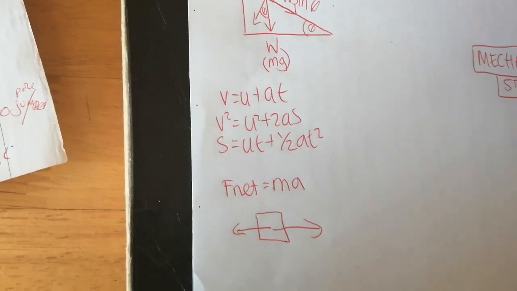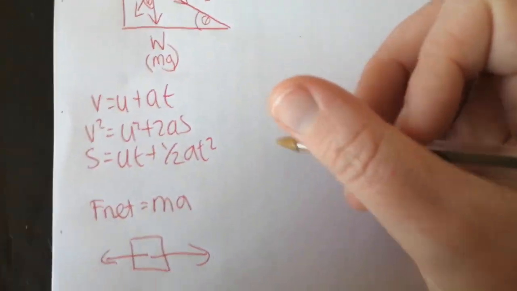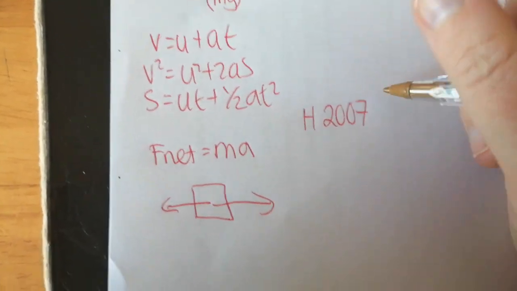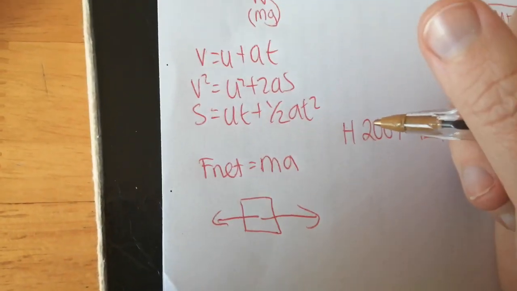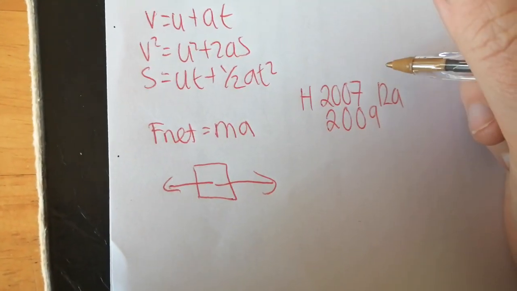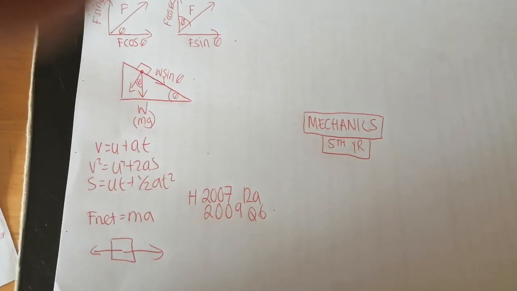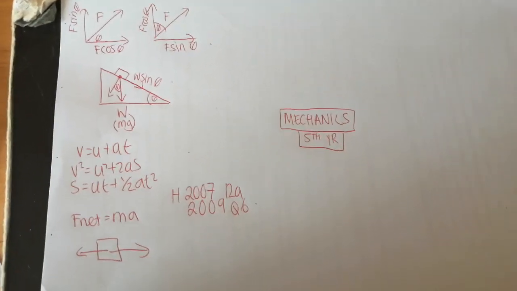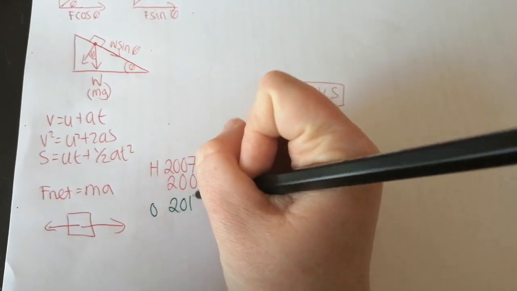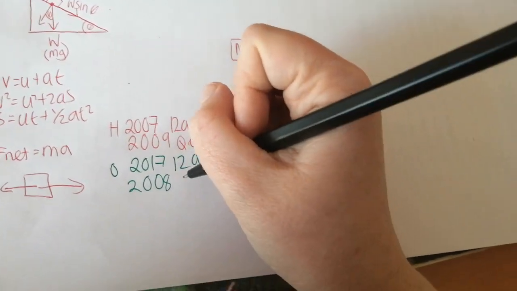Okay, so some years that this comes up: for higher level, we have 2007 12A and 2009 question 6. For ordinary level, you have 2017 12A and 2008 12A.